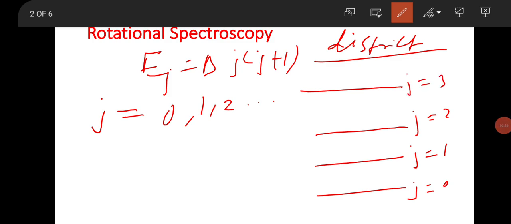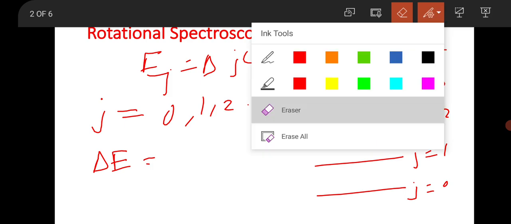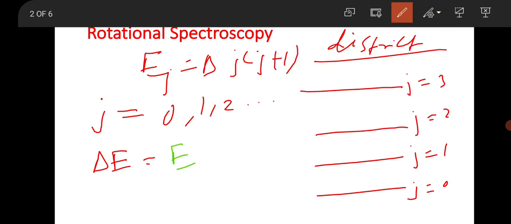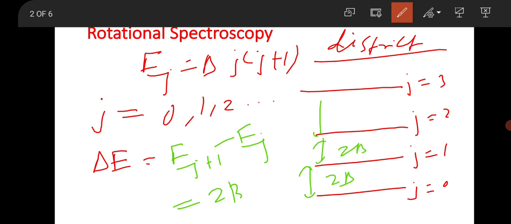If you calculate the energy difference between two consecutive energy levels, that is delta E equal to E_J+1 minus E_J, it comes out to be 2B. So the separation between two consecutive energy levels in the rotational energy spectra is 2B. This is important. These are equally spaced energy levels because the distance is 2B. This is an important point here.